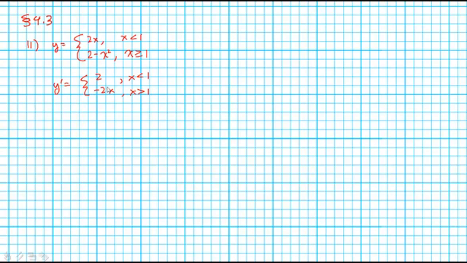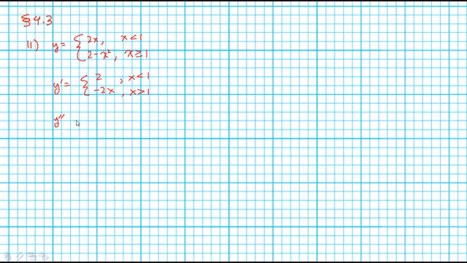Well, what happens at exactly 1 is that from the left-hand side, the derivative is 2. From the right-hand side, the derivative is negative 2. Those two derivatives don't match, so the derivative does not exist at x equals 1.